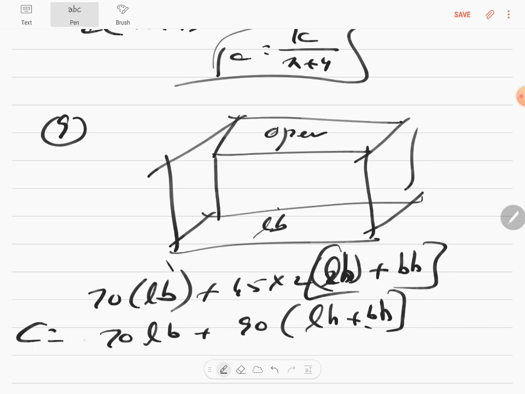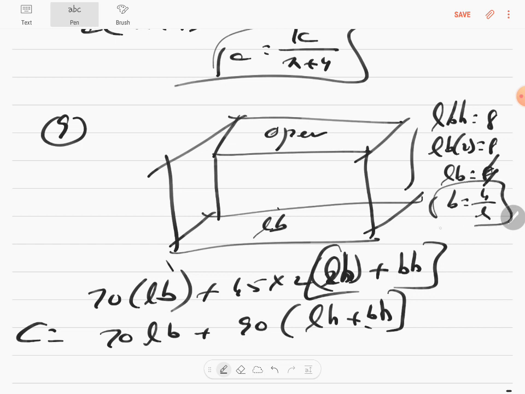The cost has to be minimum. Obviously, you're constructing, so what is given? The given in the sum is the volume itself. 8, which is L into B into H itself is 8. And depth itself is given. Depth means height is 2. So L into B into 2 is equal to 8. L into B is equal to 4. B is equal to 4 by L.